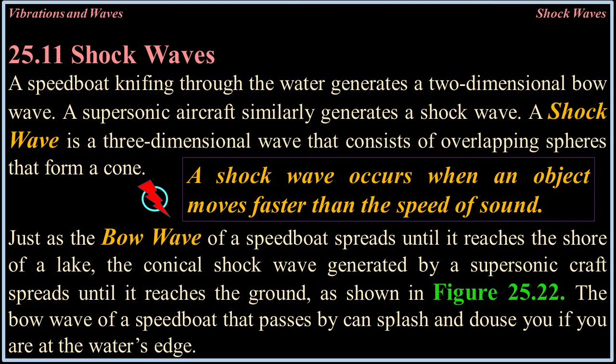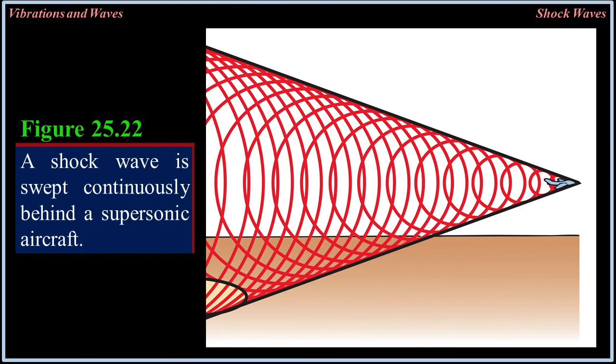25.11 Shock Waves. A speedboat knifing through the water generates a two-dimensional bow wave. A supersonic aircraft similarly generates a shock wave. A shock wave is a three-dimensional wave that consists of overlapping spheres to form a cone. A shock wave occurs when an object moves faster than the speed of sound. Just as the bow wave of a speedboat spreads until it reaches the shore of the lake, the conical shock wave generated by a supersonic craft spreads until it reaches the ground, as shown in Figure 25.22. The bow wave of a speedboat that passes by can splash and douse you if you are at the water's edge.